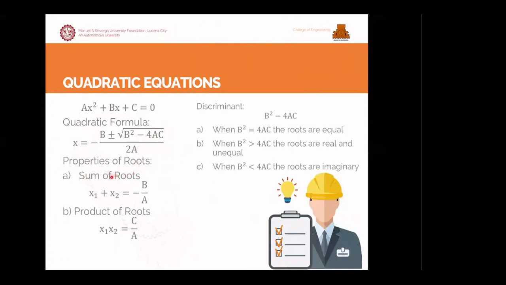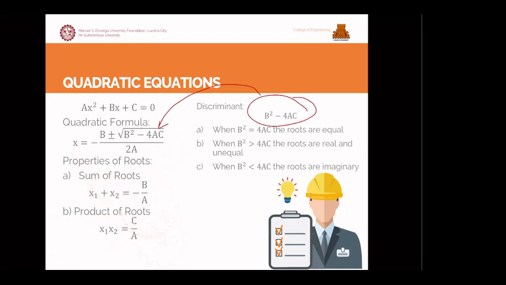And then may property tayo. Para makuha daw yung sum of root, gagawin lang natin yung sum ng root natin. So, quadratic, ibig sabihin meron tayong dalawang root. Equals daw siya sa negative b over a. Then, product of root, yung product naman daw nung root na makukuha natin, equals siya sa c over a. And ito daw yung discriminant natin. So, discriminant, yung tinatawag natin discriminant is yung nasa loob ng root.